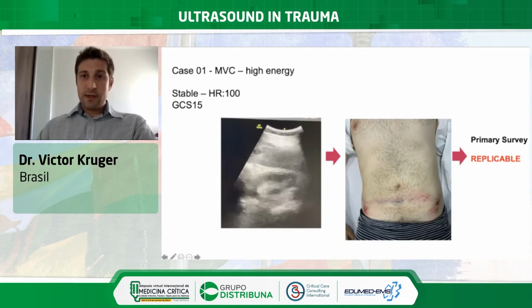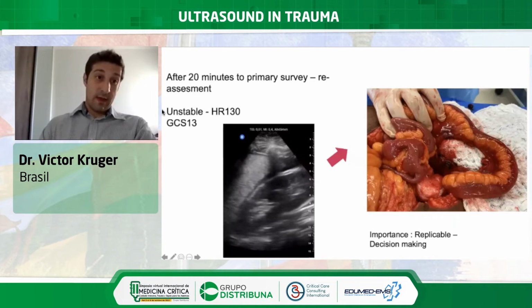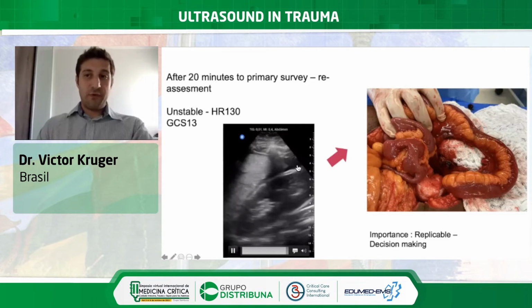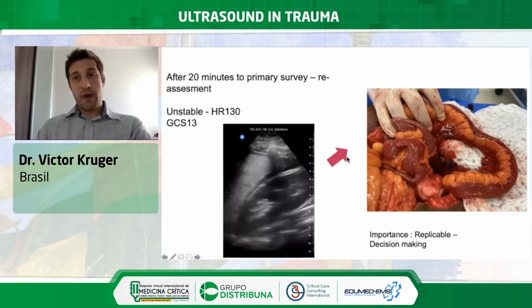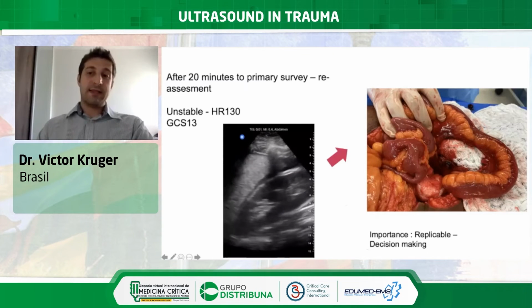Of course, FAST is replicable. After 20 minutes, at the primary survey reassessment, this patient becomes unstable, and that is the new FAST with a large amount of free fluid. We did a trauma laparotomy and found small bowel injury, grade 5. Remember the importance: the FAST exam is replicable and important for decision-making.